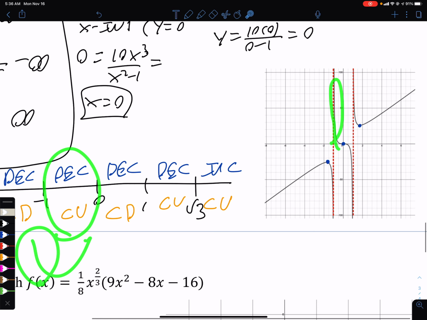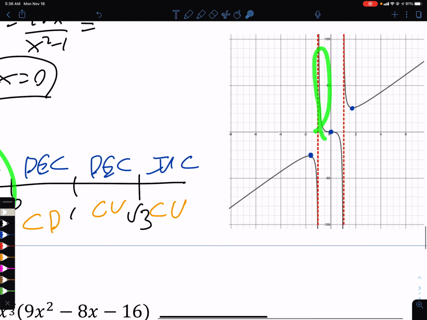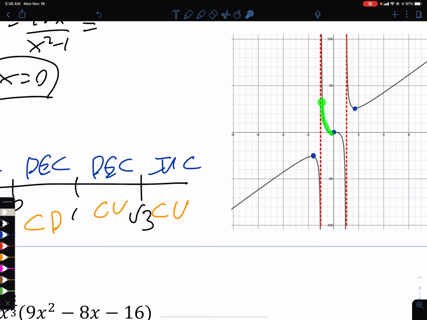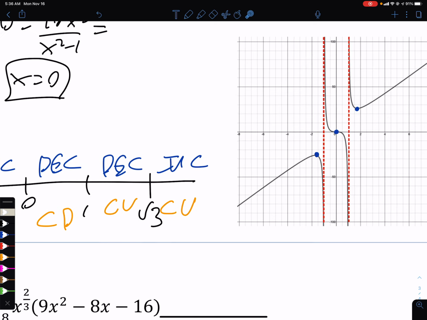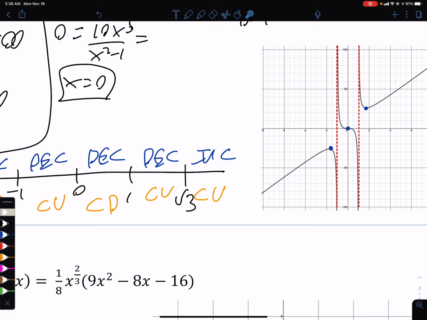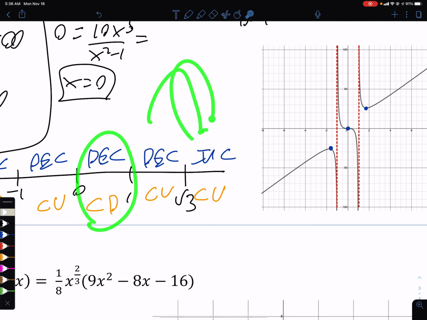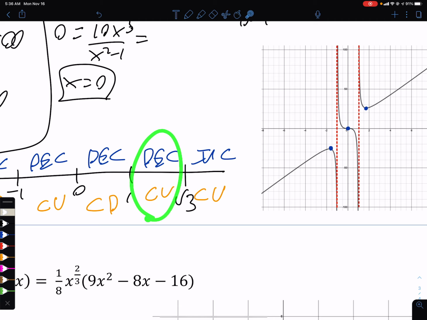Let me zoom in a little bit. That's what we have here, is that shape. And then as we go on, between 0 and 1, decreasing, concave down looks like that. Decreasing looks like what? That. So it looks like that, and that's that. Matches. And then decreasing, concave up. Well, here's concave up. Decreasing looks like that, and that matches that. And increasing, concave up looks like that. Increasing looks like that. So everything matches.